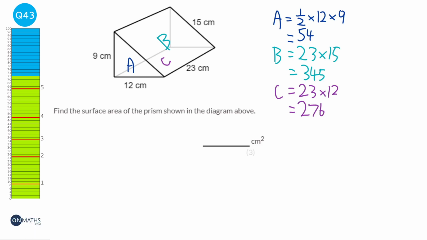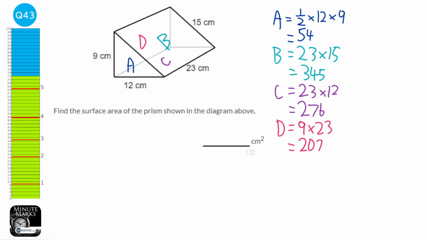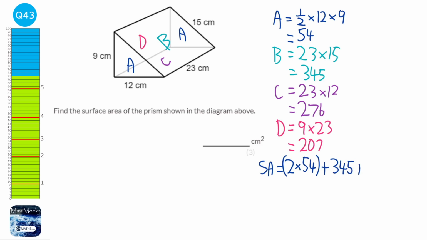And the next thing we're going to do is this rectangle at the back, which I'm going to call D. And that is going to be 9 times the width, which is 23. So that's 207. Now we do have another triangle, but actually that's the same as A. So when we're working out the surface area, we're going to do 2 lots of A plus B plus C plus D. And that gives us 936. So the answer is 936 centimeters squared.